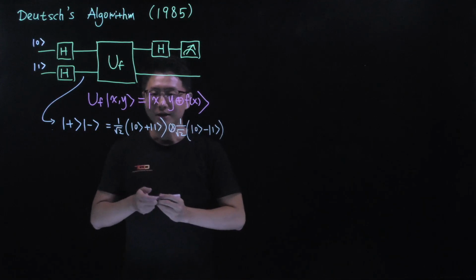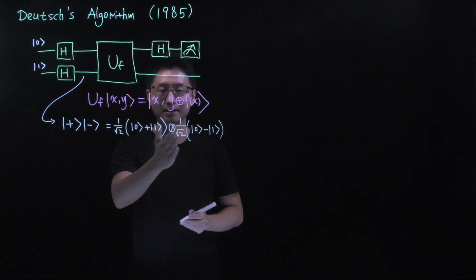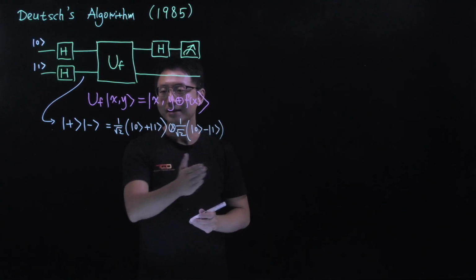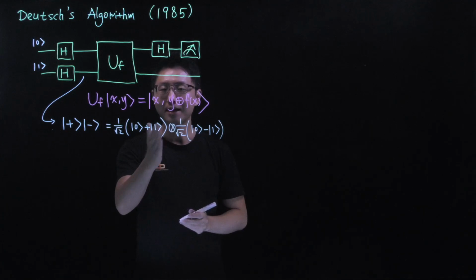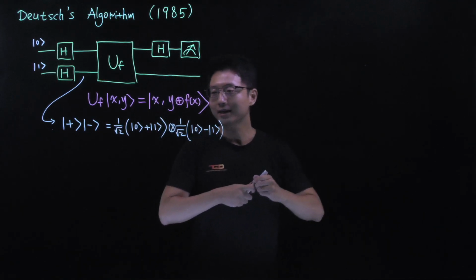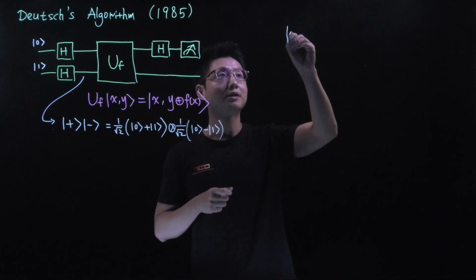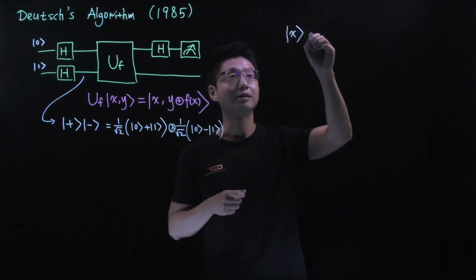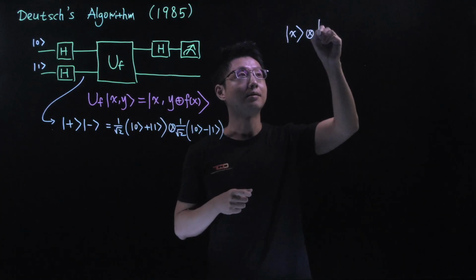So there will be a term that goes with |0> tensor with this minus ket, and there's a term that goes with |1> tensor with the minus ket. So let me study each of them separately. So in general, I have a term which is |x>, that is tensored with the minus ket.